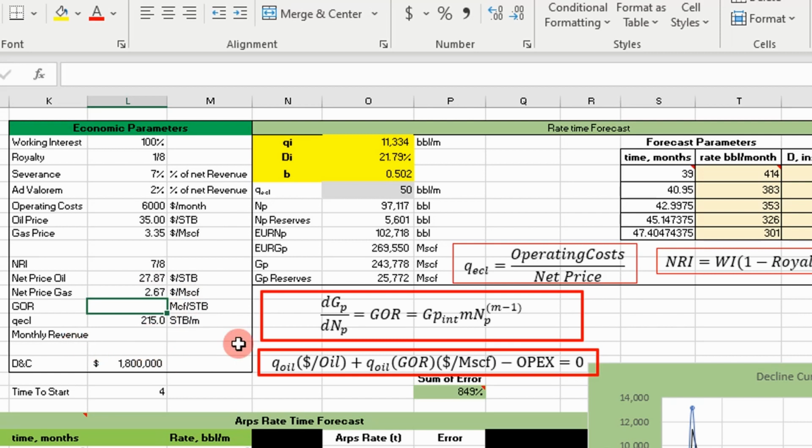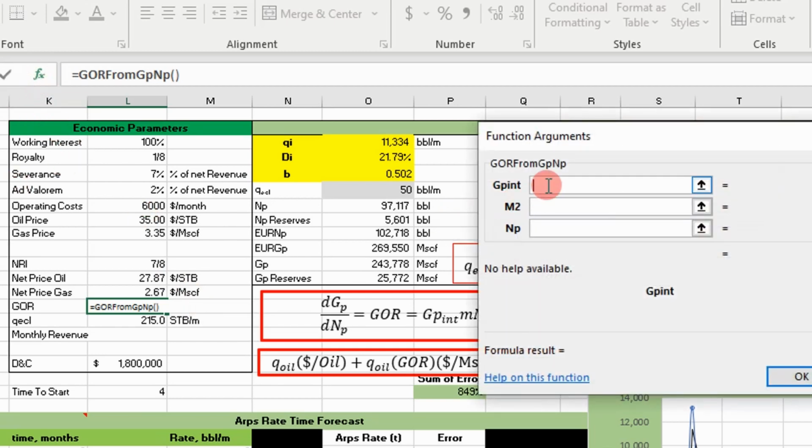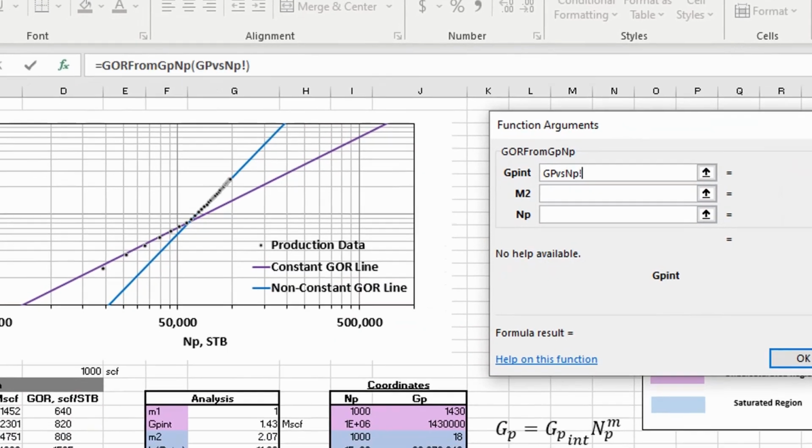The next step, we need to determine our GOR, or write a function in there for GOR. It's just this equation right here. So I wrote a VBA function for that. It's called GOR from GPNP, and it's going to take into account our intercept, our slope, and our cumulative oil production. So we've already done our analysis on this well.